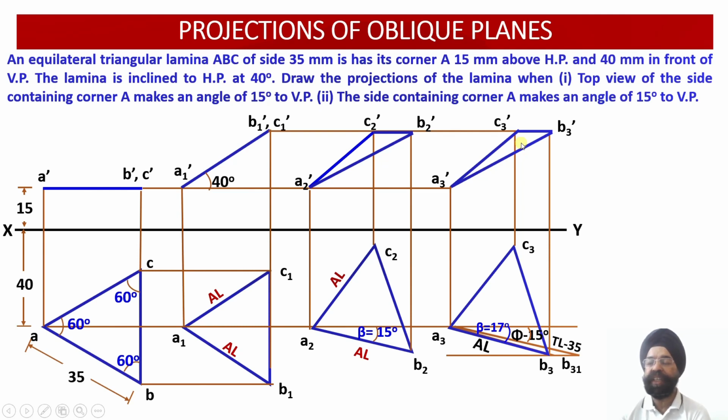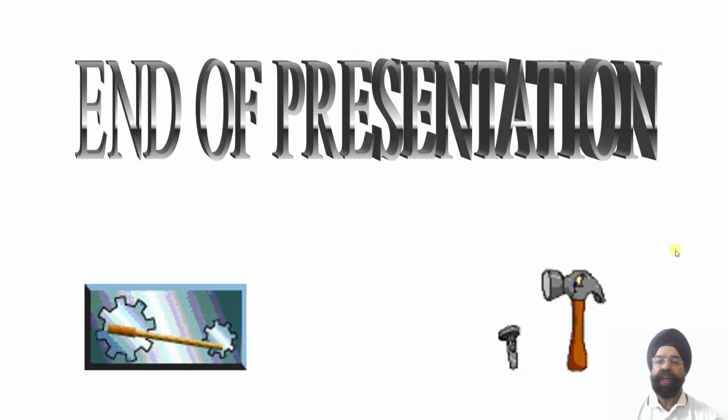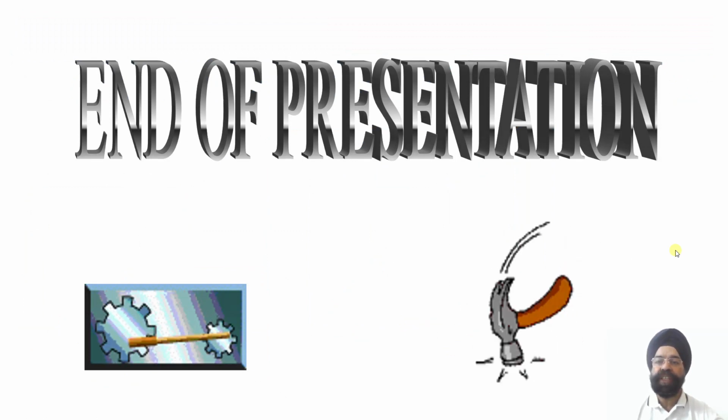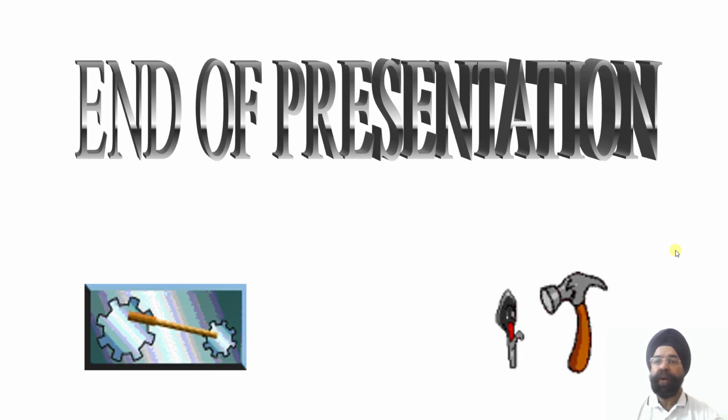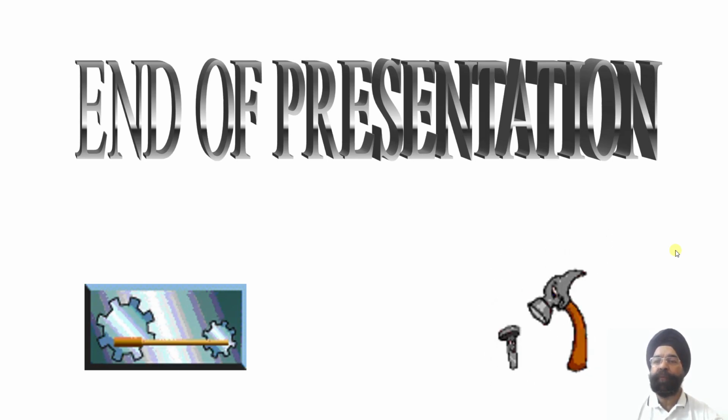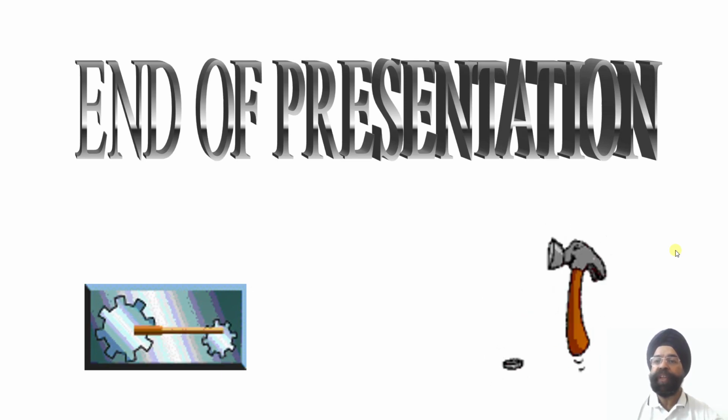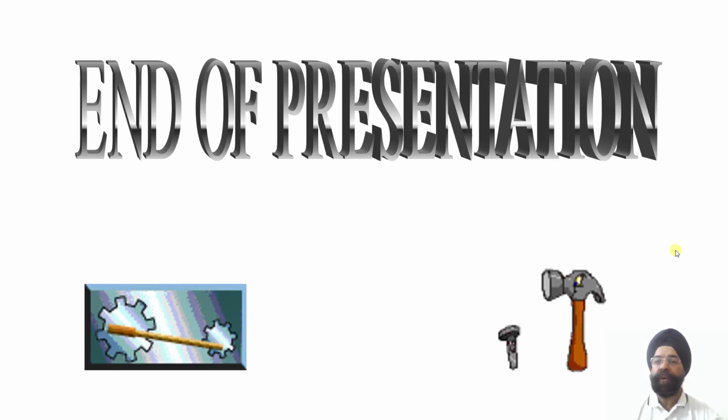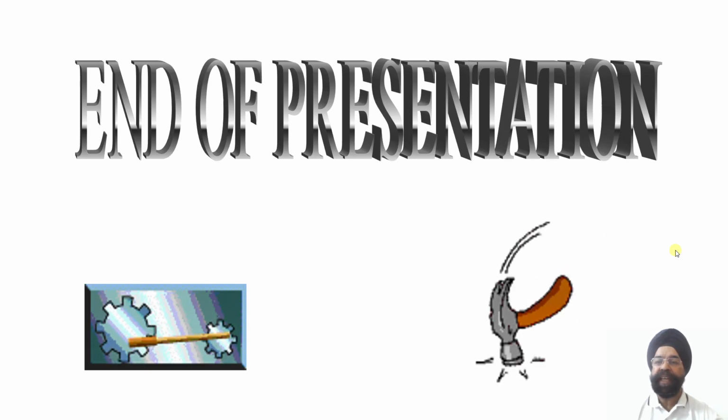So with this discussion, we have been able to evaluate how to draw the front view and the top view projections of the lamina when the lamina happens to be inclined to both the horizontal plane as well as the vertical plane. I hope you have understood the procedures for working out the front view and the top view projections of oblique laminas. We'll be continuing with this discussion in the next lecture as well.